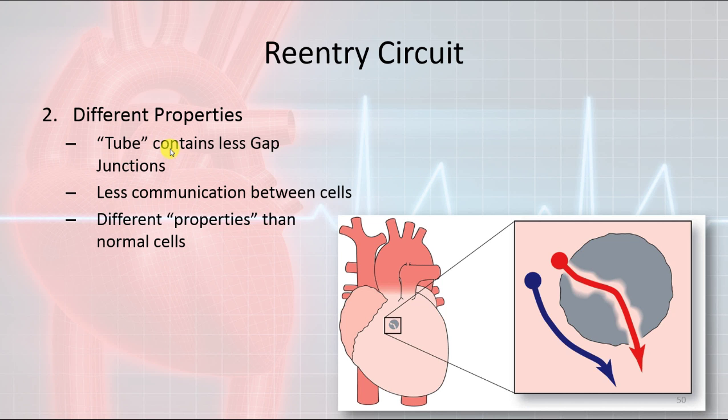So now we have different properties. What happens here is the tube through here contains less gap junctions. Gap junctions are very important. Those are like the little relay stations between each of the myocardial cells and the intercalated discs. Because of that, the signal goes much slower because there are less gap junctions to transmit that impulse through there. This causes the different properties of the different cells.